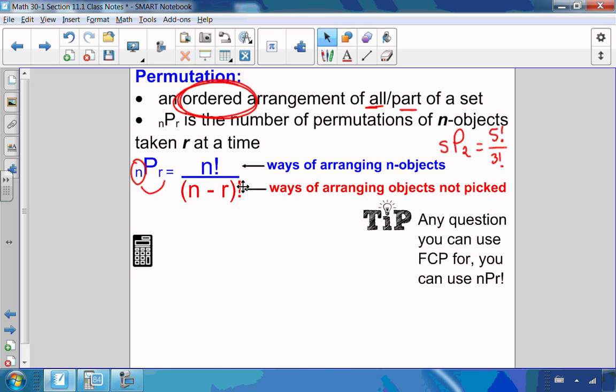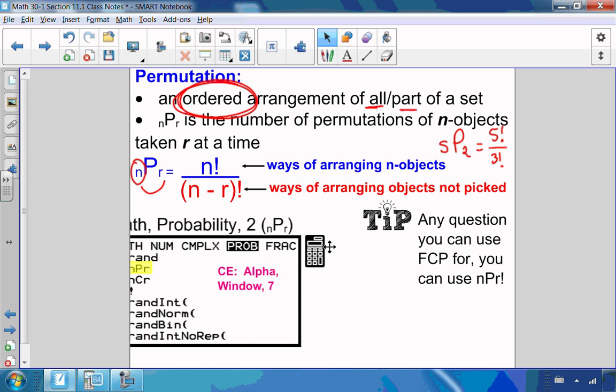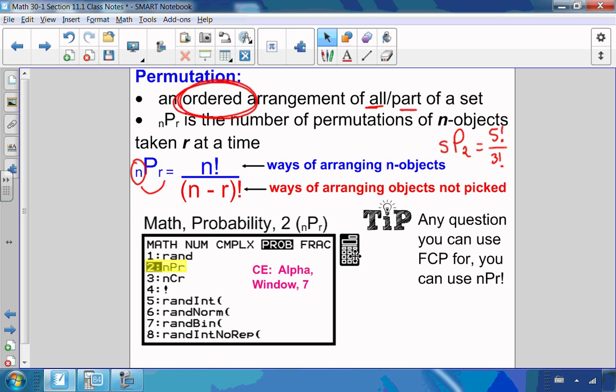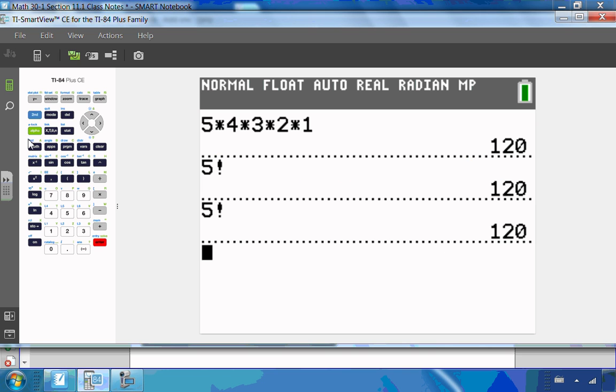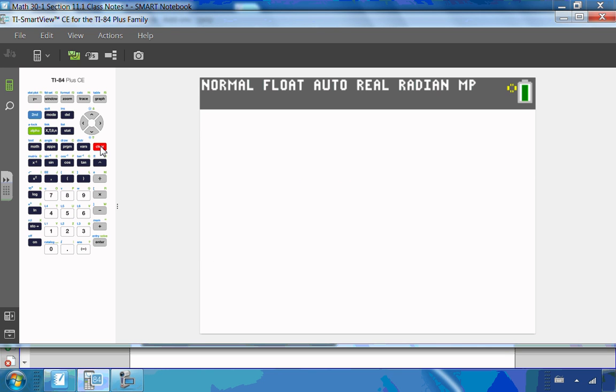Now you can use nPr, the formula, or you can use nPr, the button. So there is a button, same location as where you did your factorial, and that is under your math probability menu, and it is option number 2. There's your nPr button. So if I wanted to evaluate 5P2, the arrangements of 5 objects taken 2 at a time, let's go into your calculator to do it.